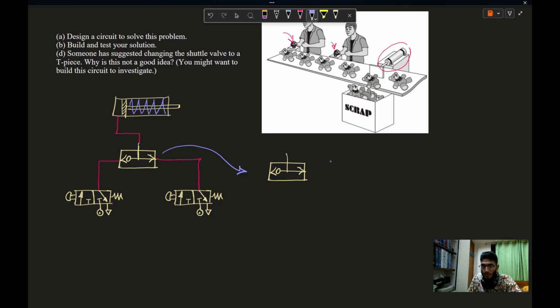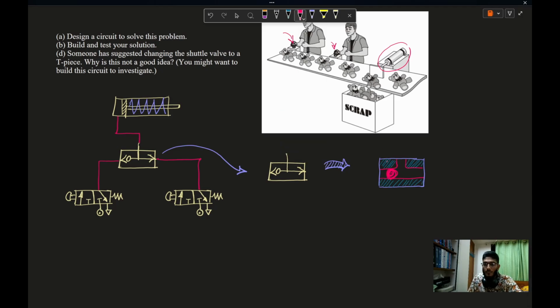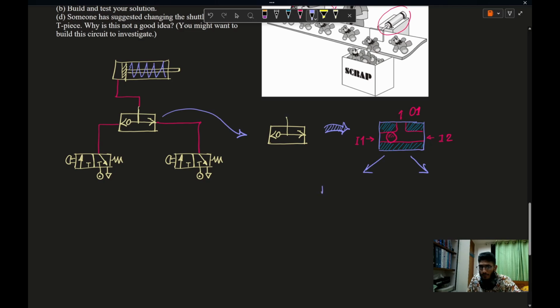Let me show you the cross-sectional area of the shuttle valve. So this is the cross-sectional area of the shuttle valve, which has two inputs. I'm calling this input 1 from this side and input 2 from this side, and it has a single output this side. This shuttle valve has two positions. Position 1.